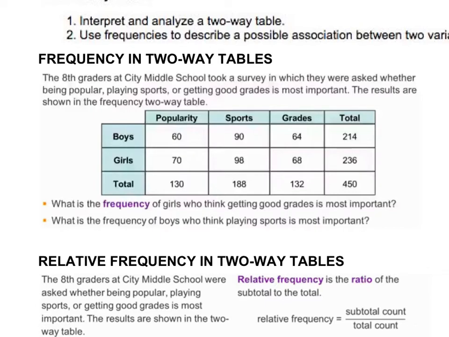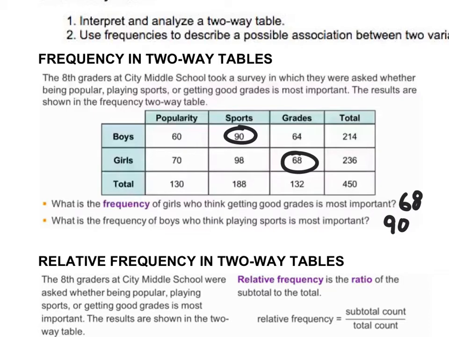So what is the frequency of girls who think getting good grades is most important? Let's go to girls and then grades, and that has a value of 68. So the answer to this question is 68. Now if we're answering the question, what is the frequency of boys who think playing sports is most important? Here's boys, and then sports is 90. So if it's asking us for the frequency, it's just asking us for the numbers, okay?